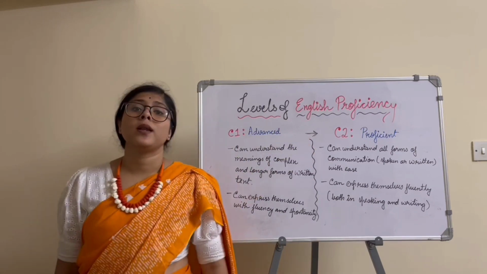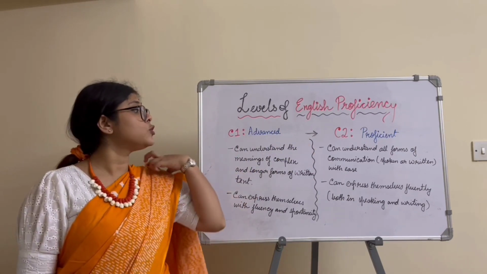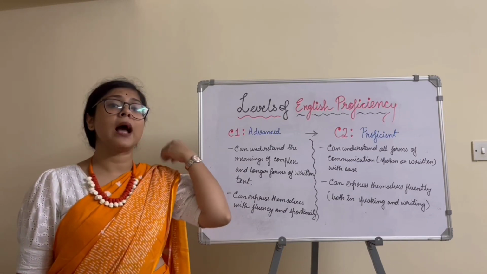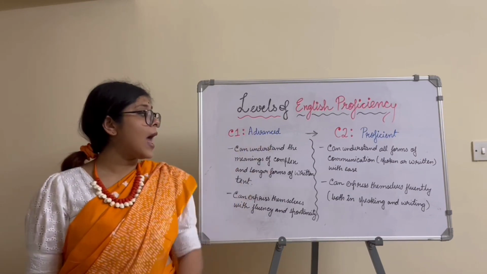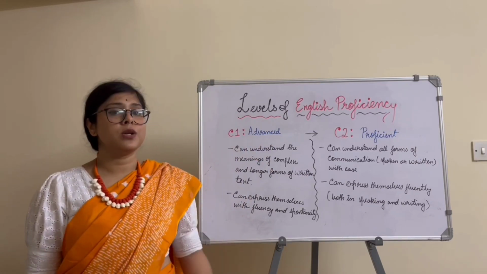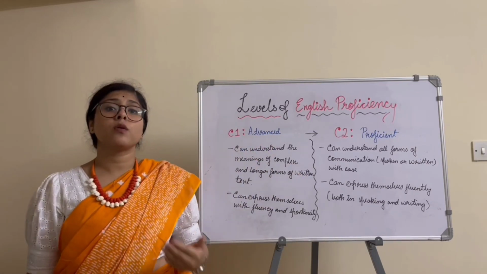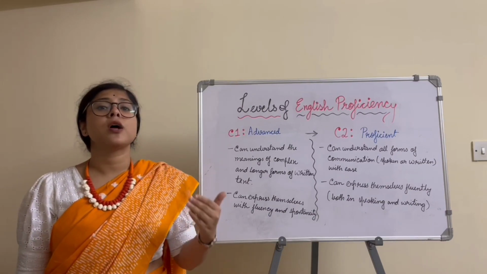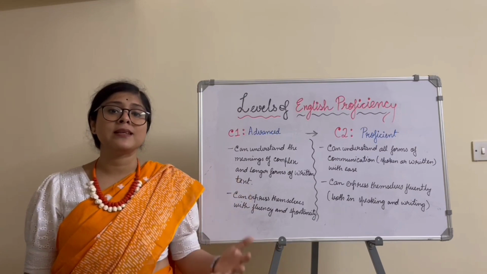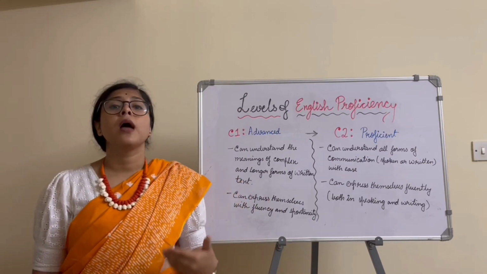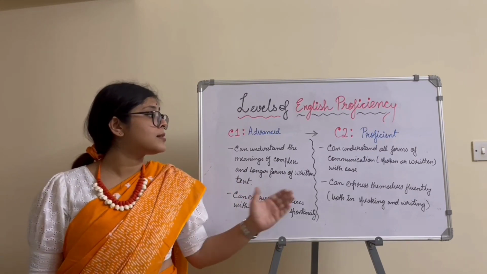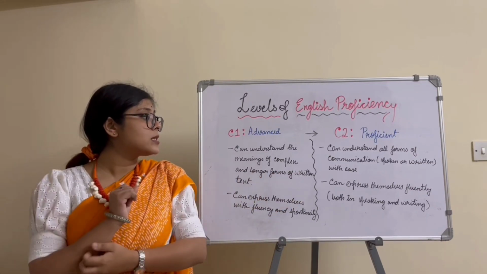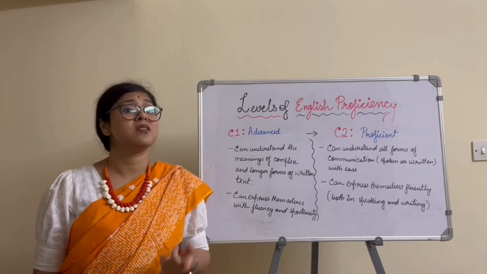Then the last one is proficient or C2, which means you can understand all forms of communication. That means you can understand spoken as well as written forms of communication with ease. You will not have to refer to a dictionary or Google or try to find the meanings with other external help or resources. You'll be able to understand that yourself. And then lastly, you can express yourself fluently both in speaking and in writing.